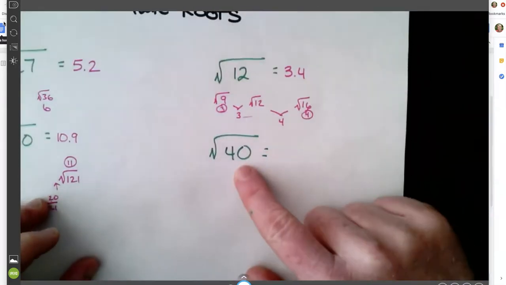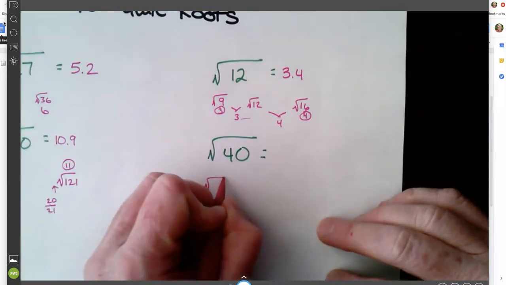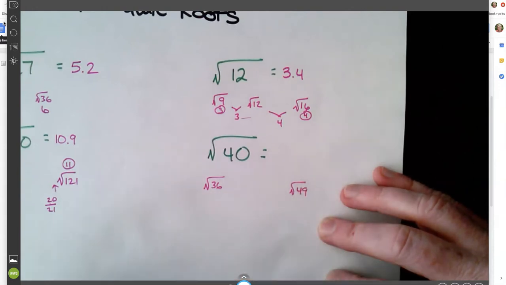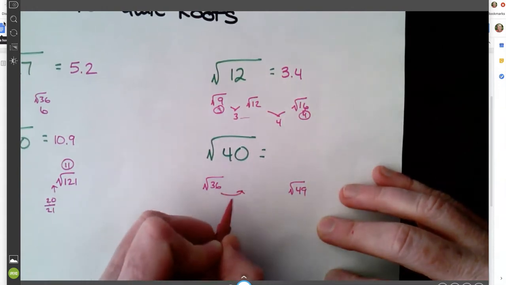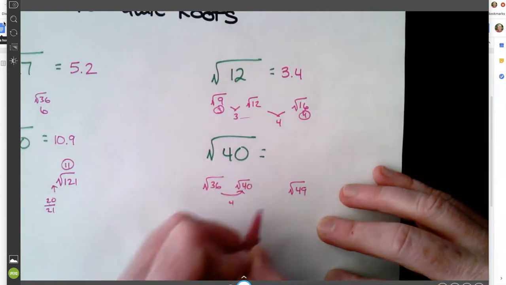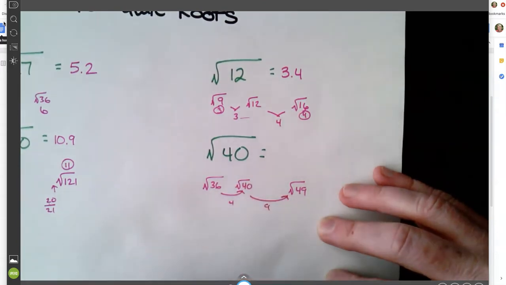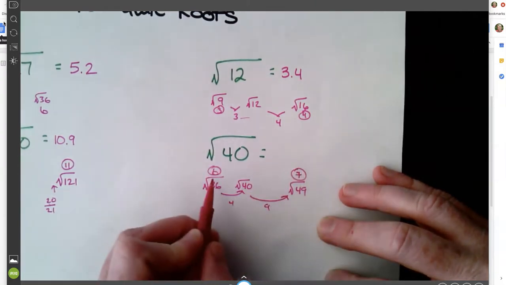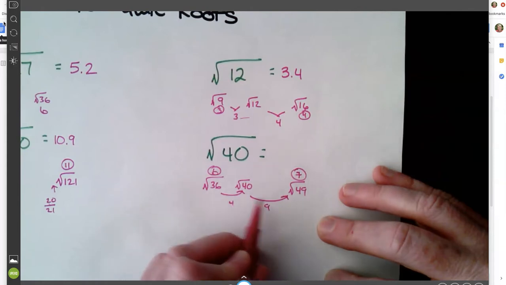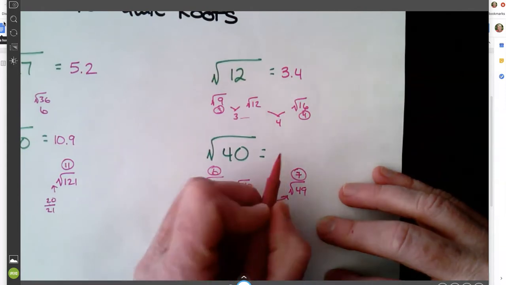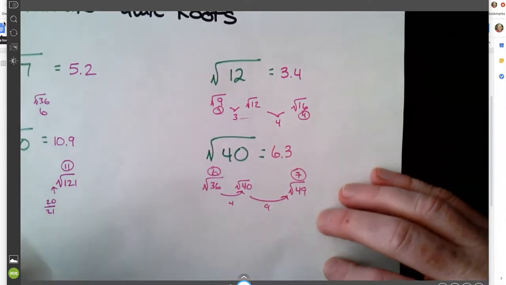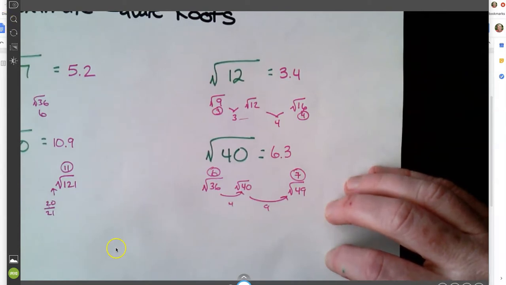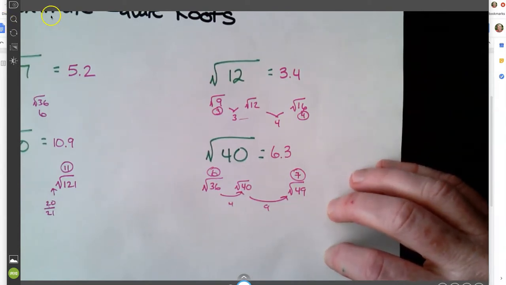All right, root 40. So let's see, root 36 comes right before root 40, and then we have root 49. So root 40 would be 4 units away, and then 9 units away. Okay, so the value of this is 6, the value of this is 7. So we're going to have 6, and let's see, that's about a third of the way. So I probably call that about 6.3. So we're just trying to estimate. Okay. You're going to use that knowledge to be able to complete the last 2 sections in Khan Academy.